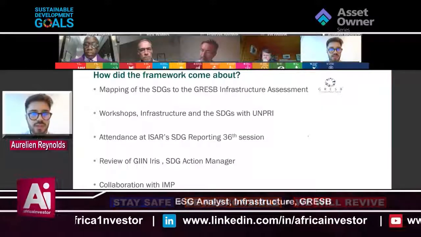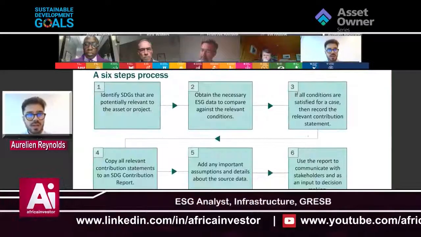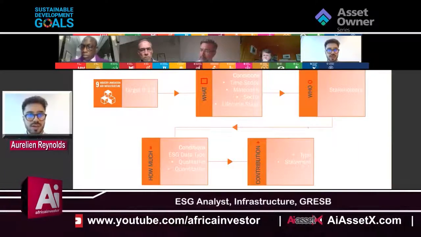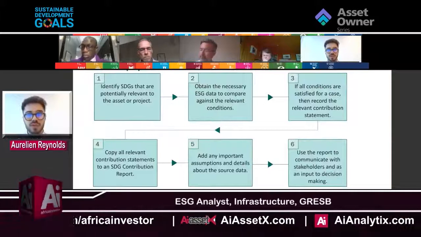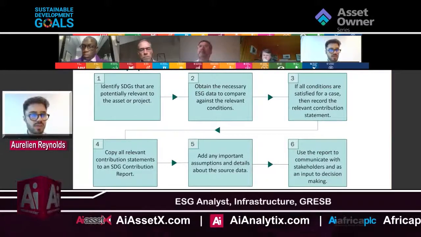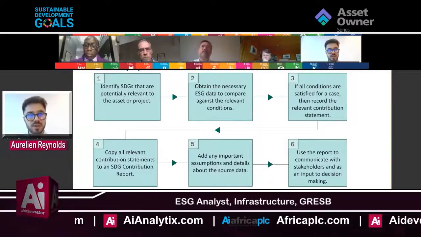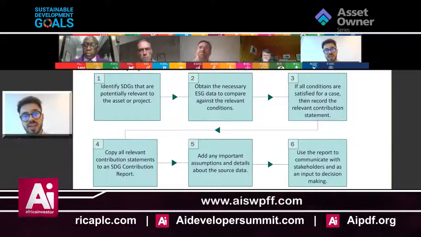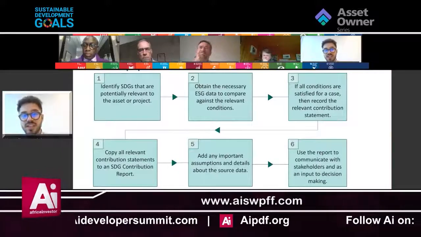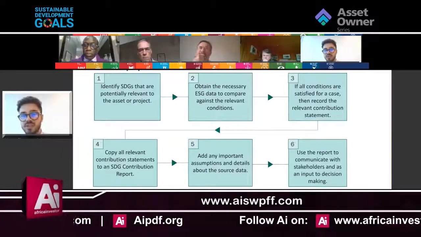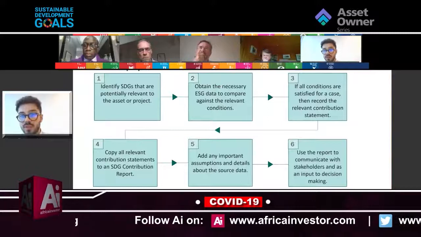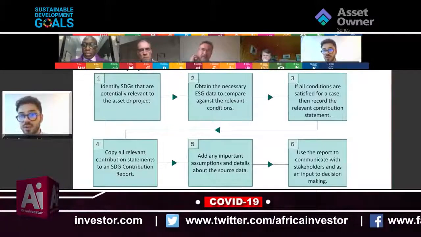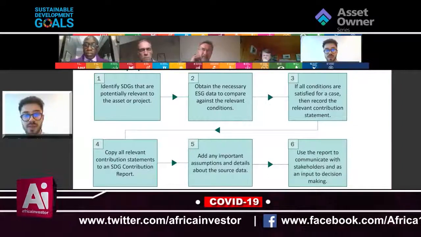So I'll just move on to the next slide. So really, now I'm going to talk to you a bit more about the methodology underlying the ESG SDG framework. So really, the methodology abides by a simple 6-step process. The first is to identify the SDGs that are potentially relevant to the asset or the project. The second is to obtain the necessary ESG data to compare against the relevant conditions. Following with number 3, if all conditions are satisfied for the case, then you can record the relevant contribution statement.